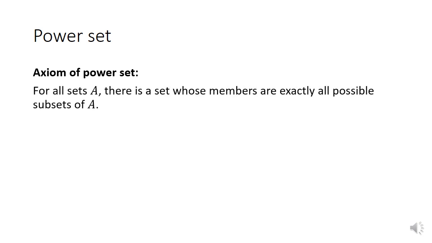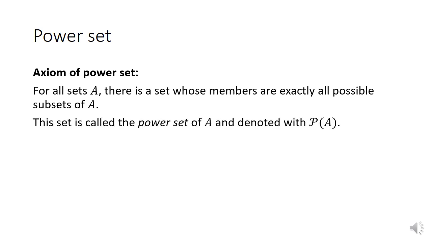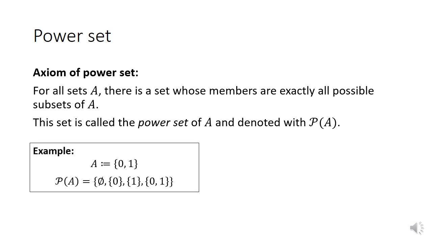The axiom of power set makes it possible to collect all subsets of a given set into a set. For all sets A, there is a set whose members are exactly all possible subsets of A. It is called the power set of A, denoted with P of A. Example: if A is the set with the members 0 and 1, then the power set of A has these members: the empty set, the two singletons with the members 0 or 1, and the entire set A.